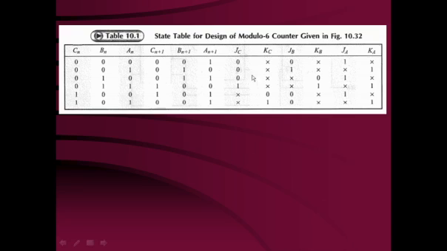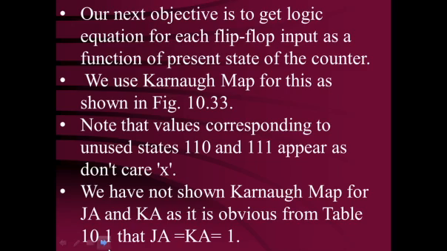Now, what is the interpretation of this table? It gives you that if it makes a transition from present state to the next state, which is a function of inputs, then what kind of inputs you require, you find out from the state transition diagram or the state machine. Our next objective is to get the logic equation for each flip-flop input as a function of the present state of the counter. We use the Karnaugh map for this as shown in the figure.